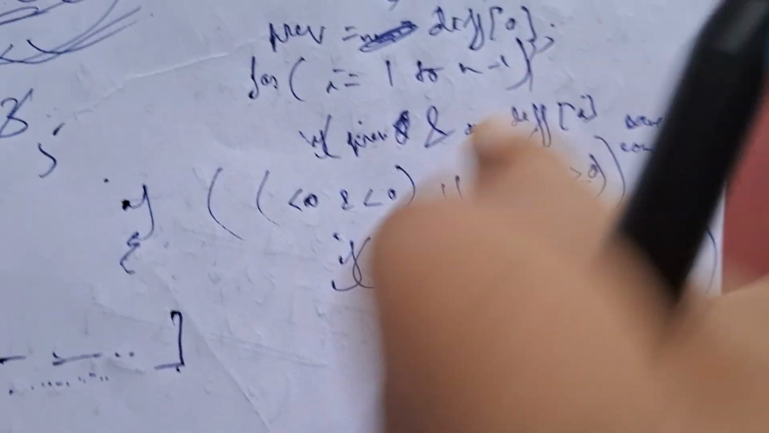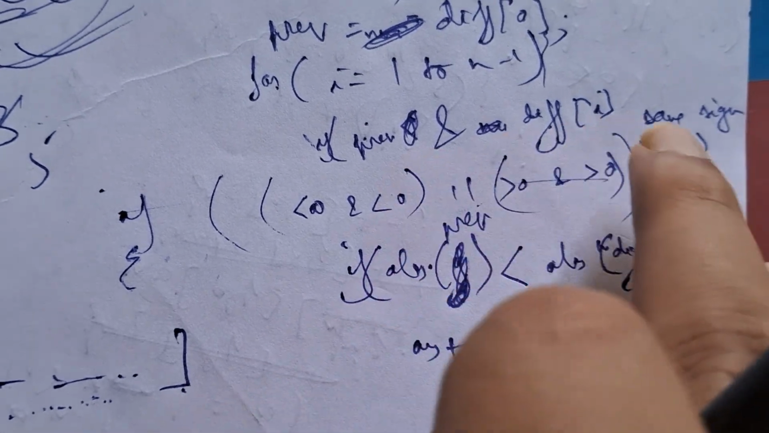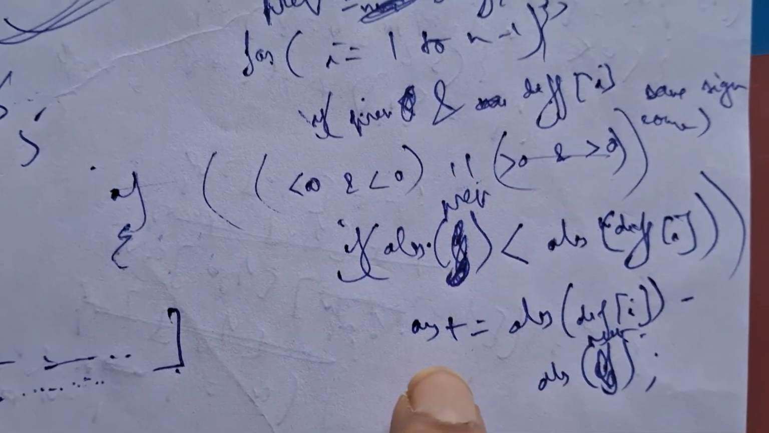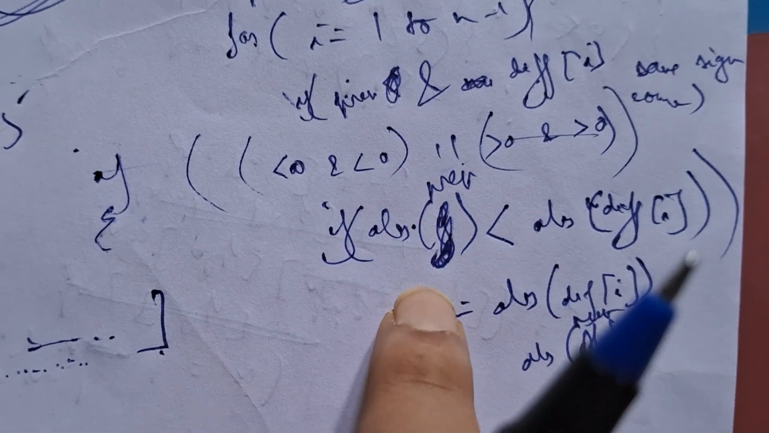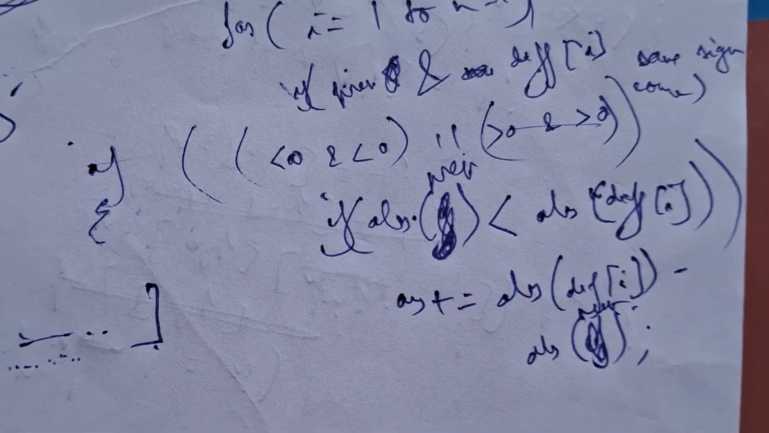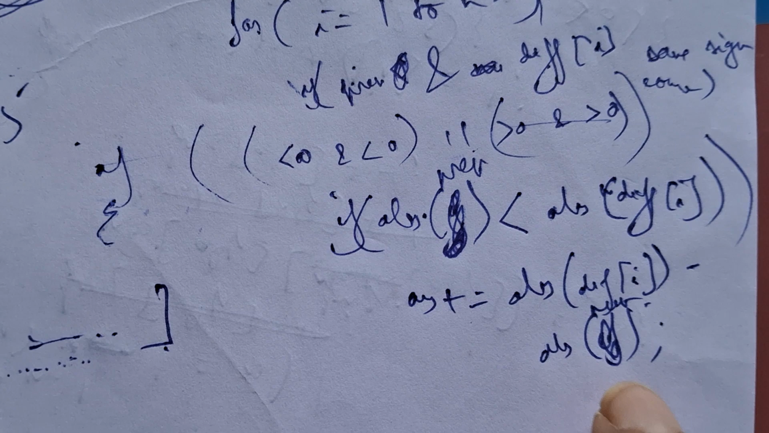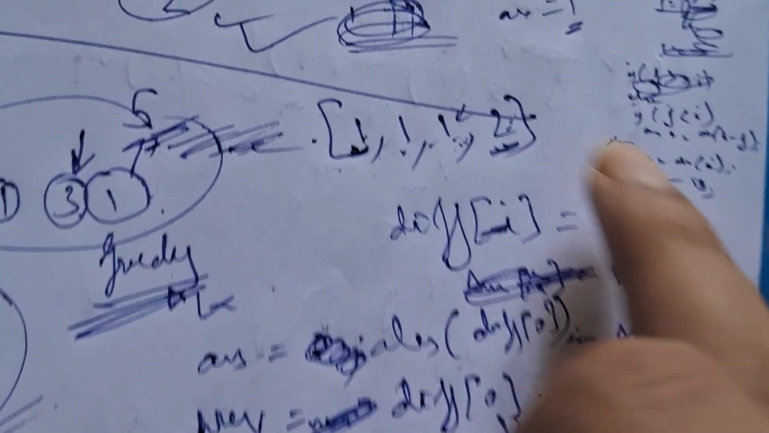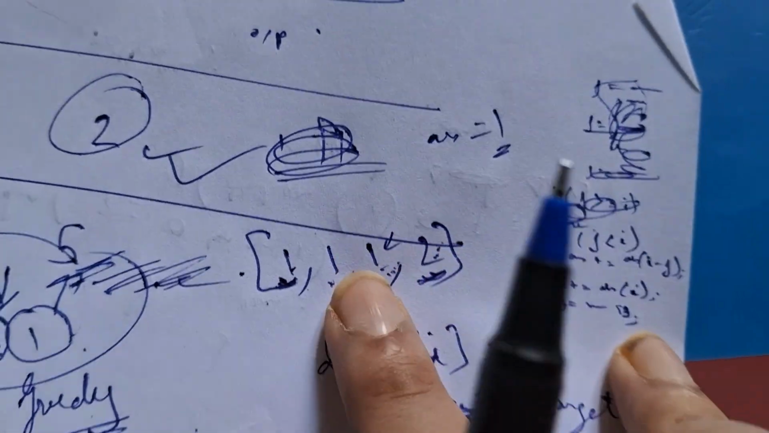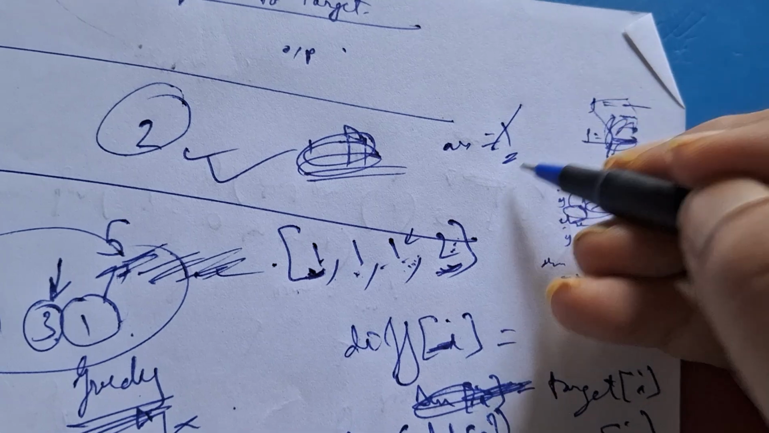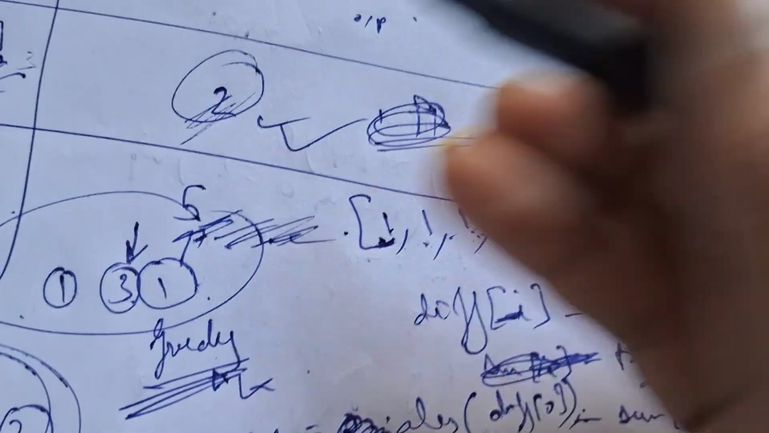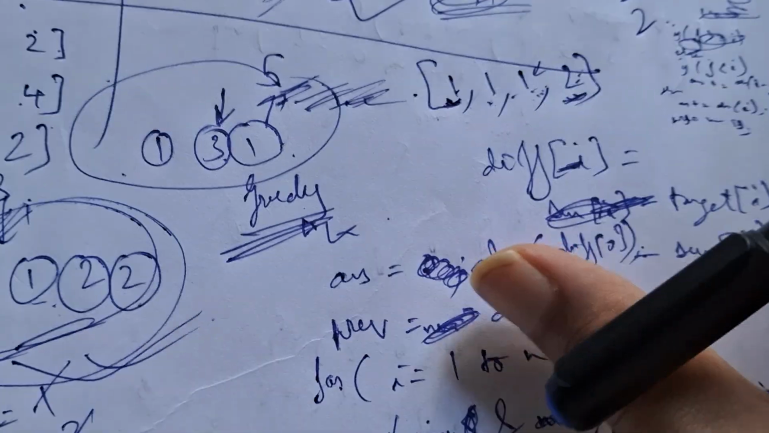So if this is so, how many extra operations do we have to do? We have to do answer plus absolute of difference of I minus absolute of previous. So 2 minus 1, that is 1 more, so that is 2. So answer is 2. You can see this. So that's it, that is how we are going to do this.